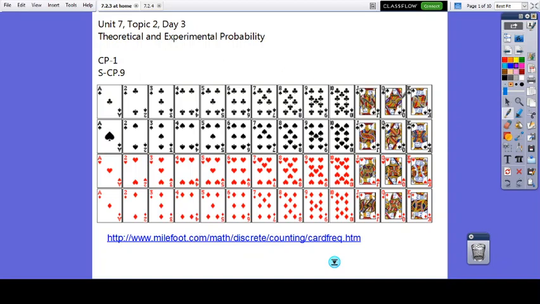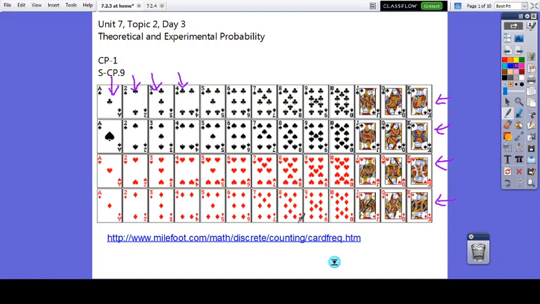But there are 4 different suits. So you have clubs, spades, hearts, and diamonds, and those go across here. So there's 13 cards in each of those suits. There are 13 different types of cards. So there's an ace, a 2, a 3, a 4. If you go down these rows, you end up with those different ones. There's 13 of those.